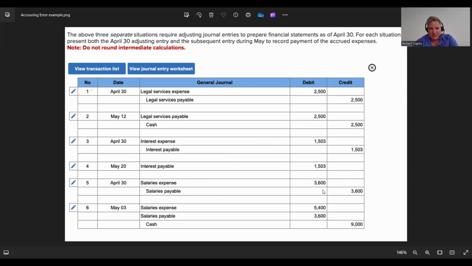Salaries expense. We're expensing the salaries, $3,600, and it's a payable $3,600. And then on May 3rd, we go ahead and take care of that. We have an additional salaries expense because apparently some more time went by and some more money was earned by our employees. So we've got a salaries expense of $5,400. That'll be added to the $3,600 that's already there. And we have a salaries payable that we have to take care of. That's $3,600. You add those together, and I'm pretty sure it tells you it's $9,000, and we're going to pay that in cash. So we're crediting cash for $9,000.